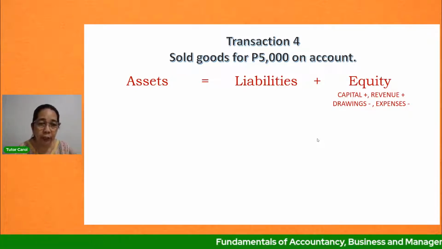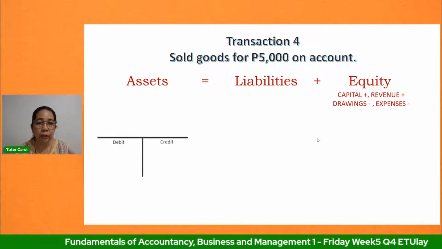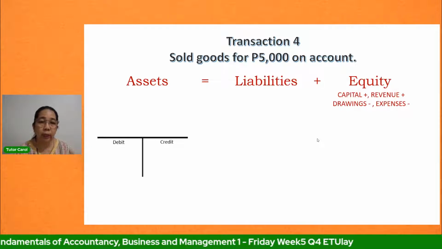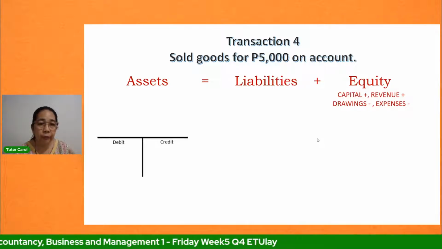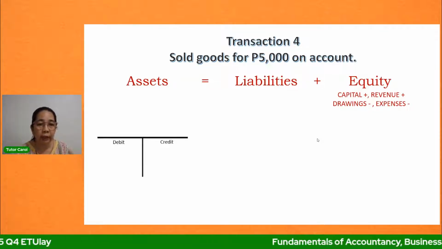Okay, let's move na to number 4. The business sold goods for 5,000 pesos on account. Sold goods on account. So, anong affected dyan?